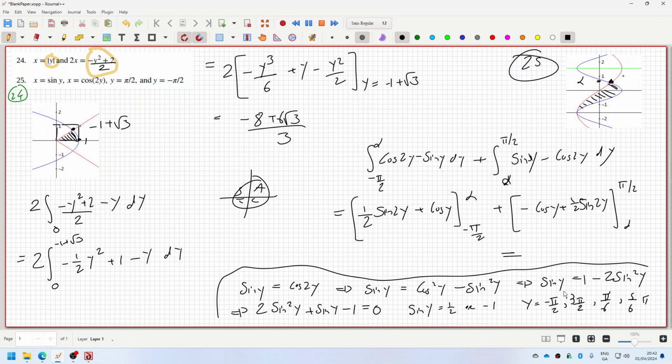So let's just forget about the negative answers. Which one of these three is that one? Possibly the smallest one, pi over 6. Pi over 6 would be about 0.5. That looks like pi over 6.